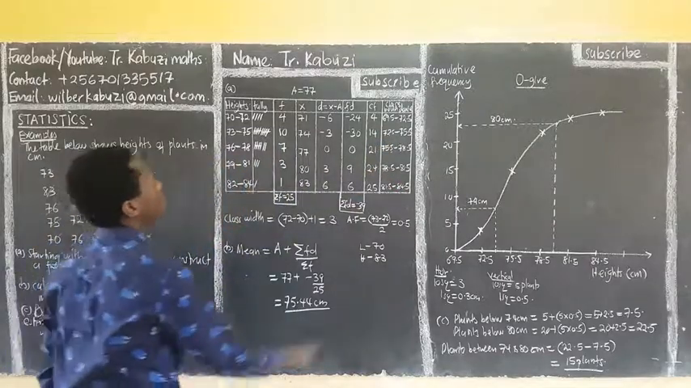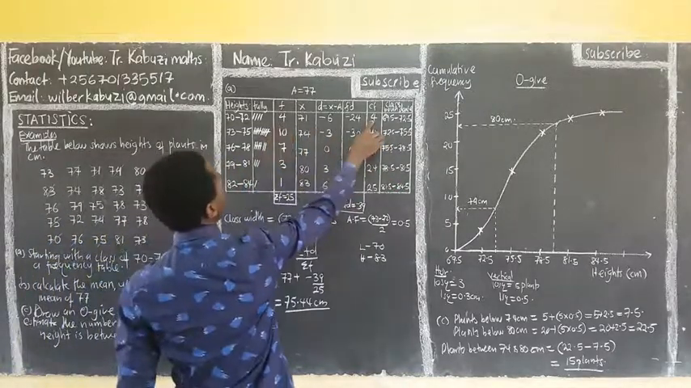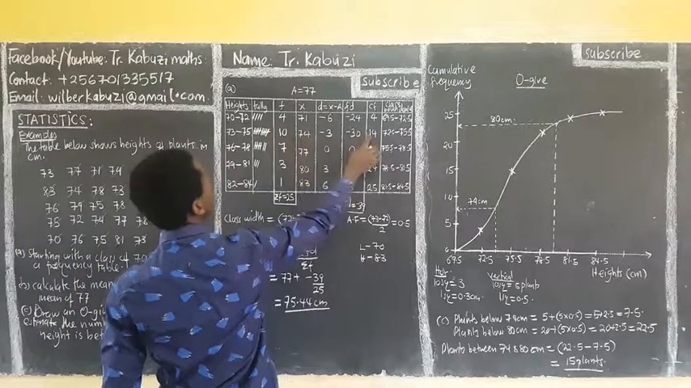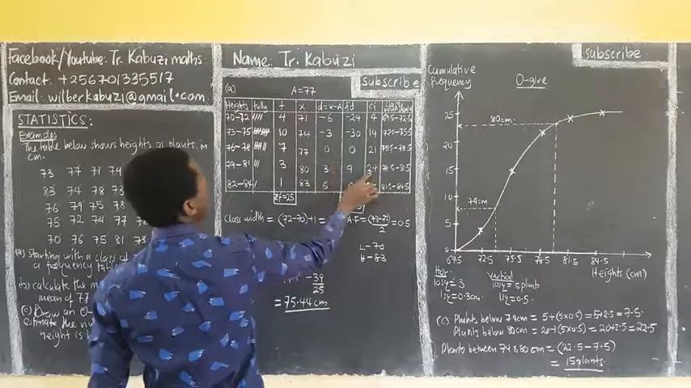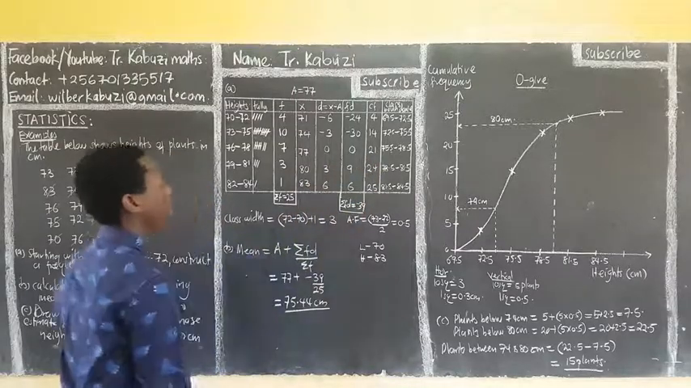Then for the cumulative frequency, the first here is the first here. Then this plus this you get 14. This plus this you get 21. This plus this you get 24. Then this plus this you get 25.